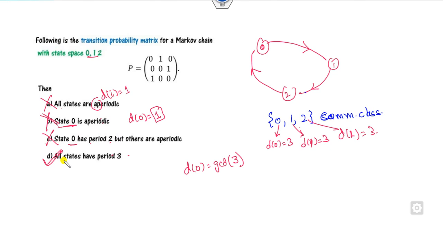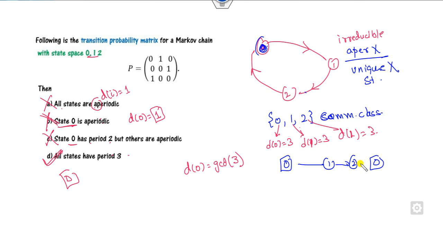Moreover, it is irreducible as well. Yes, because if you start from 0, you can come back to 0. You can go from 1 to 2, 2 to 1, and so on. Is it aperiodic? No. So it means it is not a unique stationary distribution. Now all are in the same class. Check whether it's transient or recurrent. If you start from 0, can you come back to 0? Yes, you can come back to 0 easily. Similarly, 2 is recurrent. So all are in the same class. 1 is also recurrent, 2 is also recurrent. So this Markov chain is recurrent.